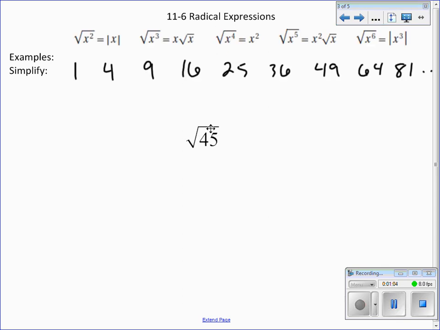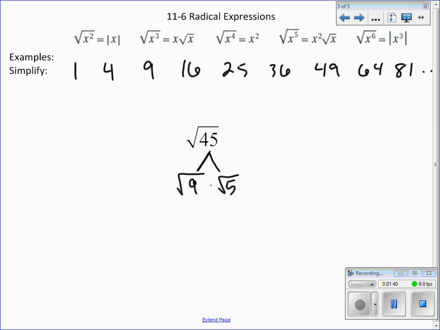Okay, if we look at example number one, it's the square root of 45. We're going to use our multiplication property of radicals and split this up. Our whole goal is to try to take one of these perfect squares out of 45. So we start with 45 and we say, well, is 45 divisible by 4 evenly? And the answer would be no. And so then we would say, is 45 divisible by 9? And we say yes, because 9 goes into 45 5 times.